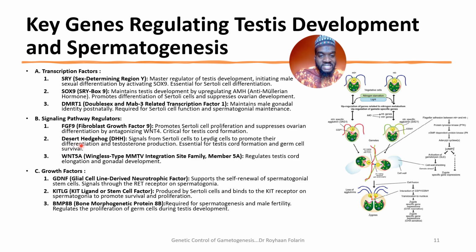We also have the desert hedgehog, DHH, which helps to signal, so signals from Sertoli cells to Leydig cells, right, to promote their differentiation and testosterone production. So this DHH is very essential for testis cord formation as well, and for germ cell survival.